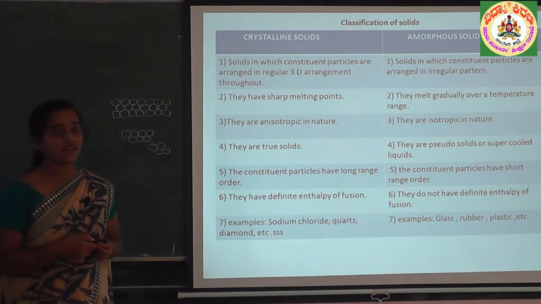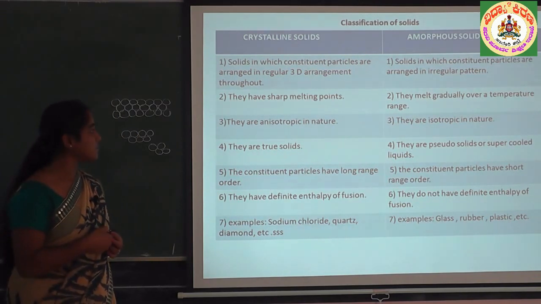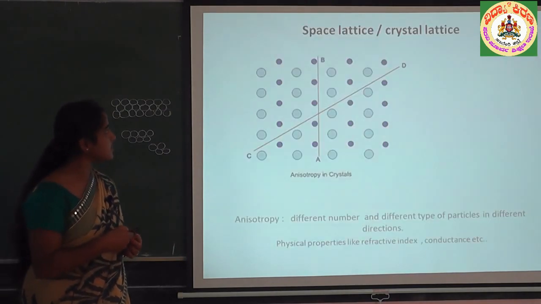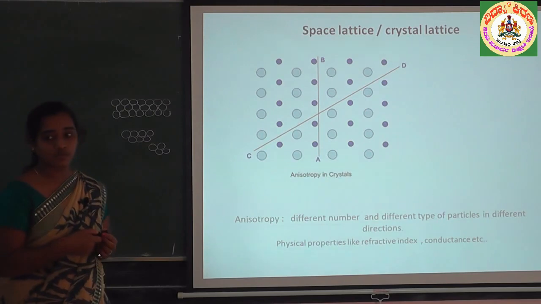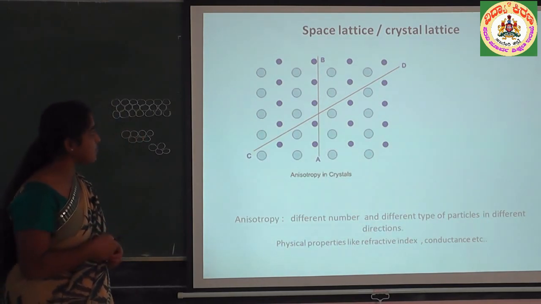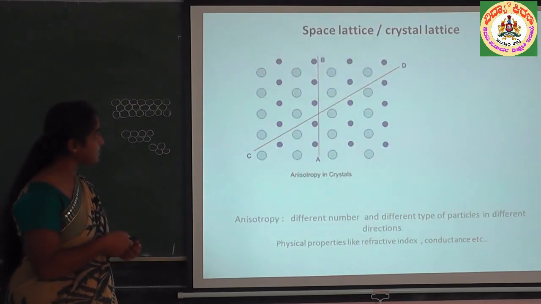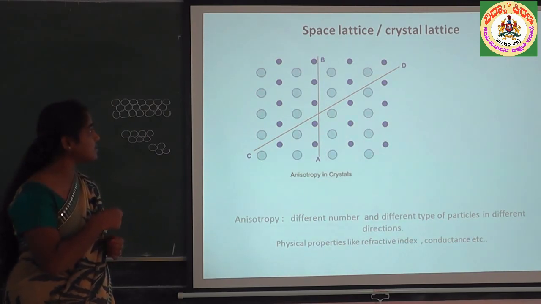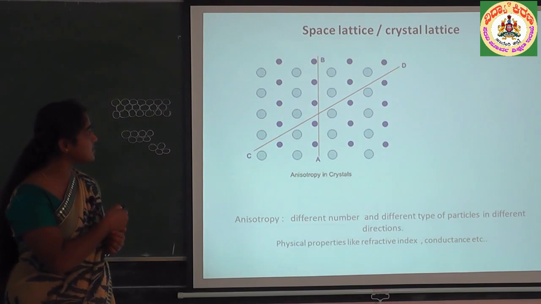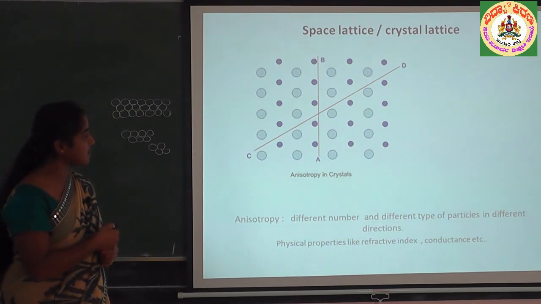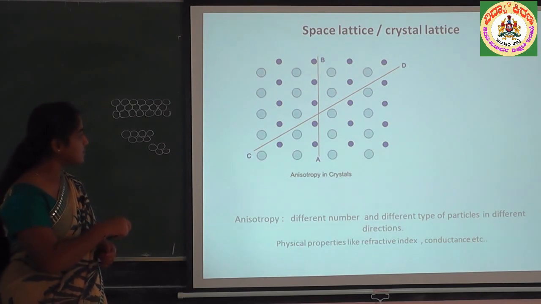Then the question arises, what do you mean by anisotropy and what do you mean by isotropic? So this is a model to explain this. Anisotropy in crystals. See here what happens, this represents the constituent particles 1 2 3 4 5. They represent constituent particles. Suppose we take these big circles as anions and these small circles as cations, here see the arrangement from C to D.